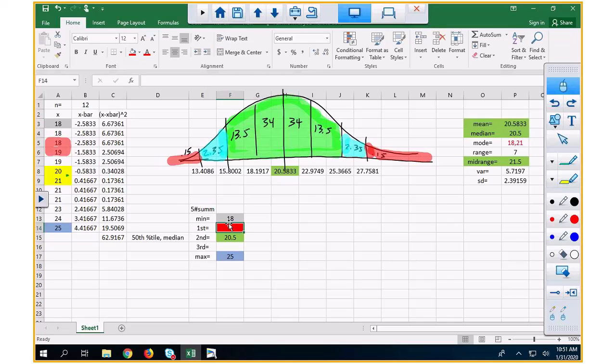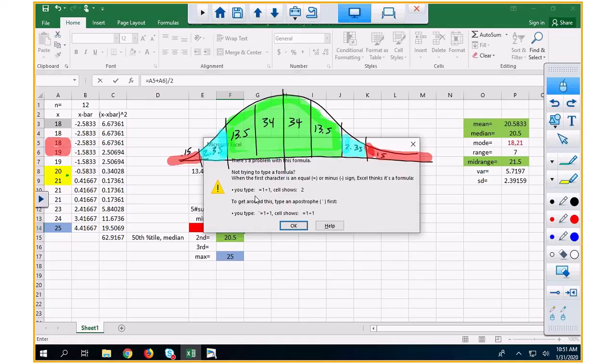Okay, there we go. And I'm going to equal this number plus this number divided by 2.